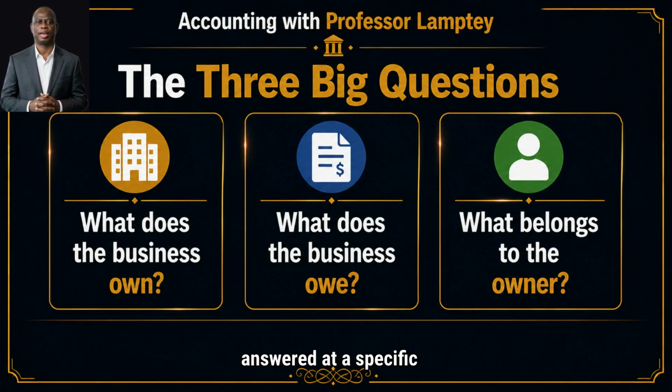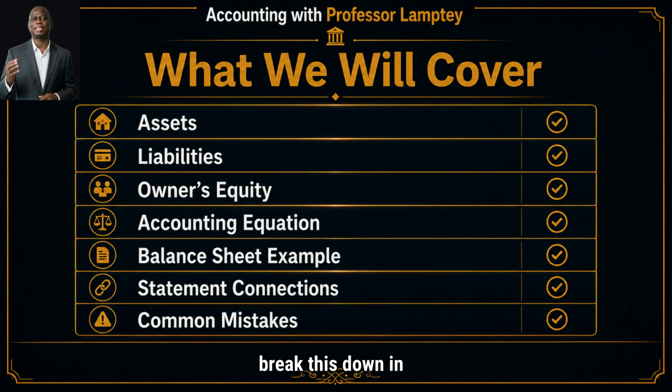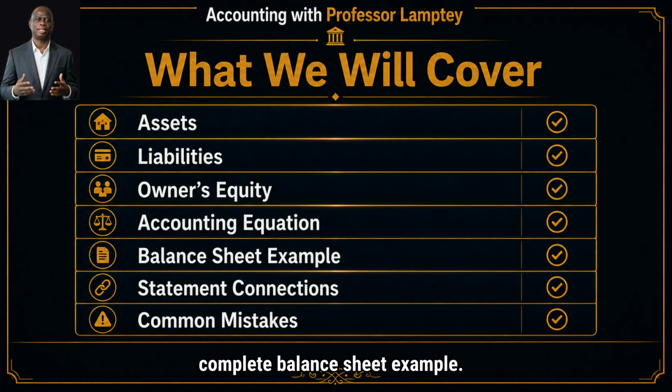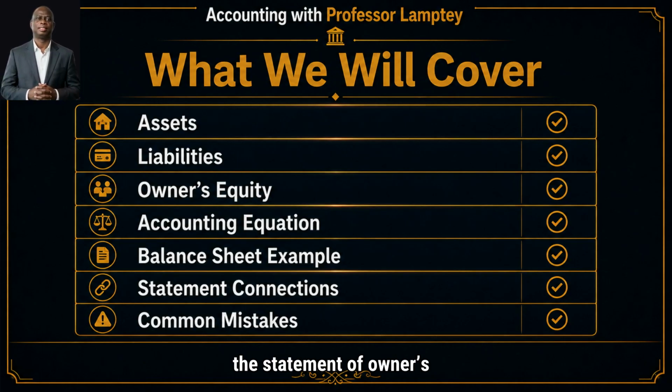Those three questions are answered at a specific point in time. That is the power of the balance sheet. It shows the financial position of the business, not performance over a period, but a snapshot on one date. So today, we will break this down in a simple way. We will explain assets, liabilities, and owner's equity, we will look at the accounting equation, we will build a complete balance sheet example, and then we will connect the balance sheet to the income statement, the statement of owner's equity, and the accounting cycle.